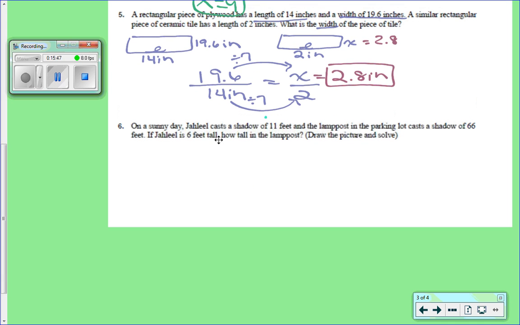On a sunny day, let me read that. Jalil casts a shadow of 11 feet, and the lamppost in the parking lot casts a shadow of 6 feet. If Jalil is 6 feet tall, how tall is the lamppost? Volunteer. And it doesn't have to be a fancy picture. It could just be a line. Good. And a shadow's on the ground. Good.